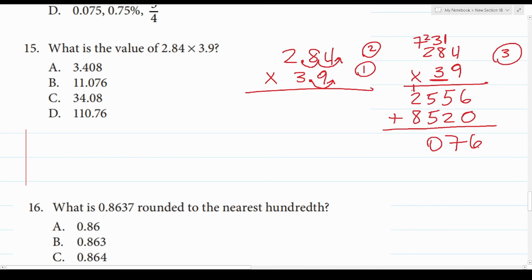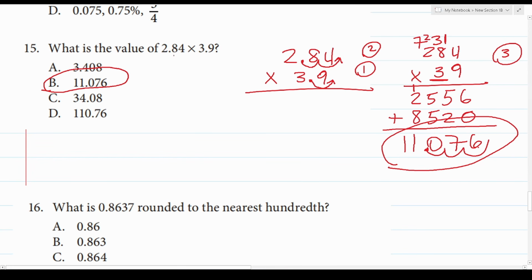8 plus 2 is 10, plus 1 is 11. Bring our 3 decimals back into the left. 1, 2, 3. And we can see that this is 11.076, which is B.